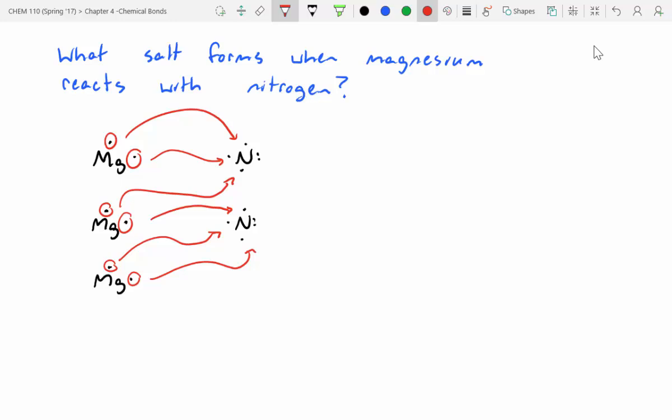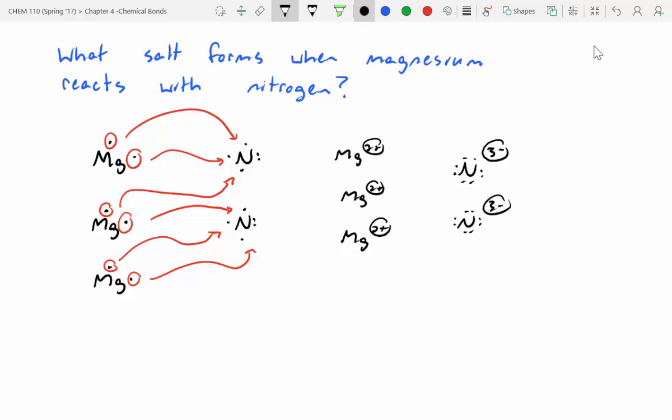Okay, so now the magnesiums have all lost their electrons. They're happy with an octet. And the nitrogens have each gained 3 electrons, which gives them an octet. So if we look at this, we've got 3 magnesium, 2 pluses. And we've got 2 nitrogens, each with an octet. And what was the charge on the nitrogen? 3 negative. So the formula unit for this would be Mg3N2.